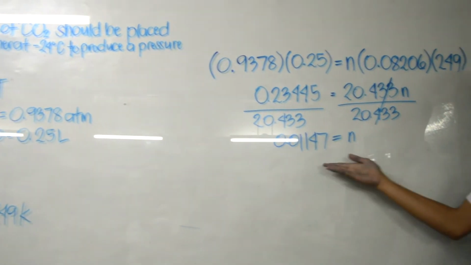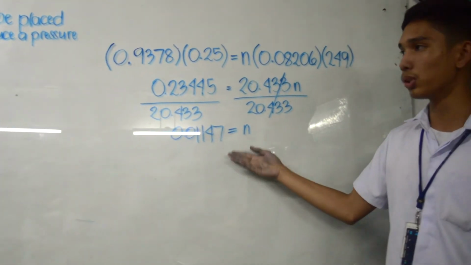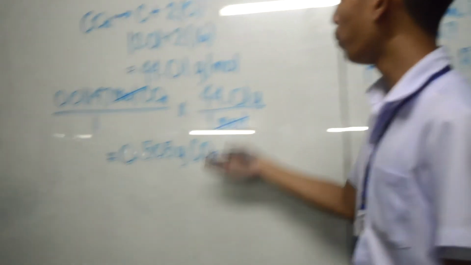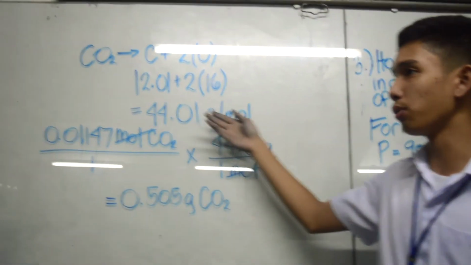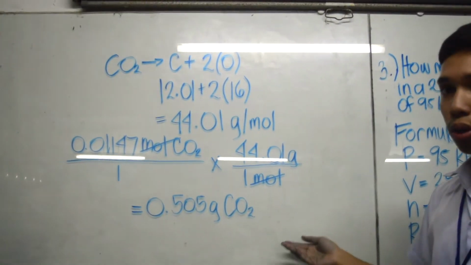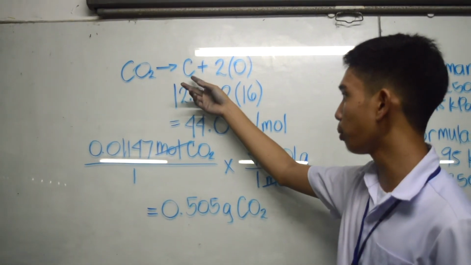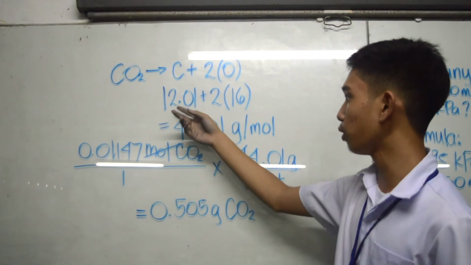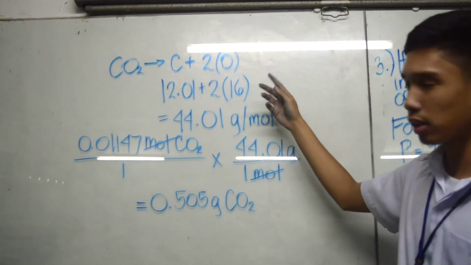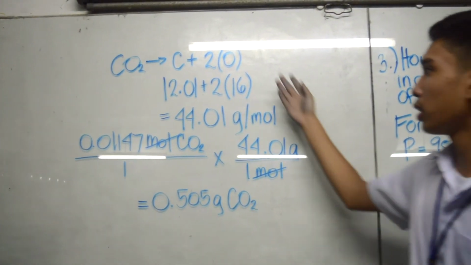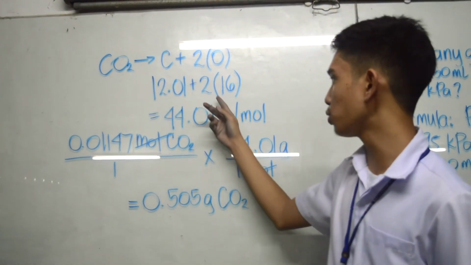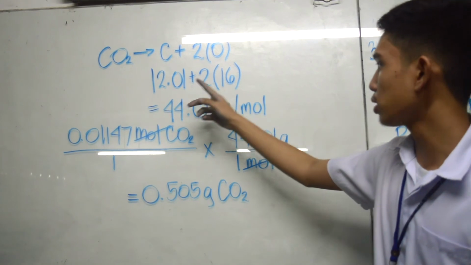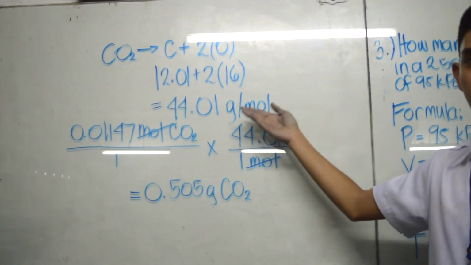So we need to convert the number of moles into grams. To convert the number of moles into grams, we need to find the grams per mole of CO2. To find it, we need to find the mass number of carbon and oxygen. The mass number of carbon is 12.01 and the mass number of oxygen is 16. But oxygen has a coefficient of 2, so we need to multiply 16 by 2. So 16 times 2 plus 12 is 44.01 grams per mole.